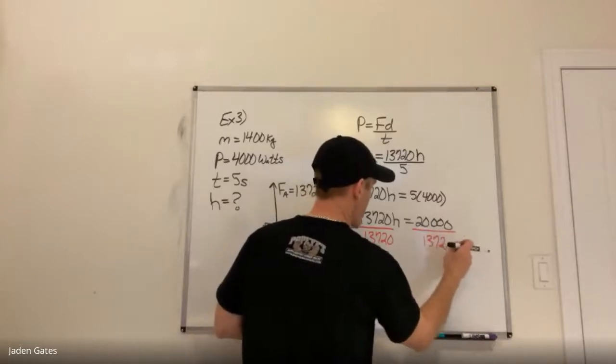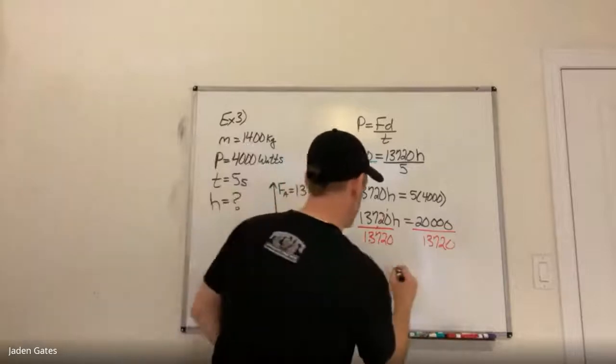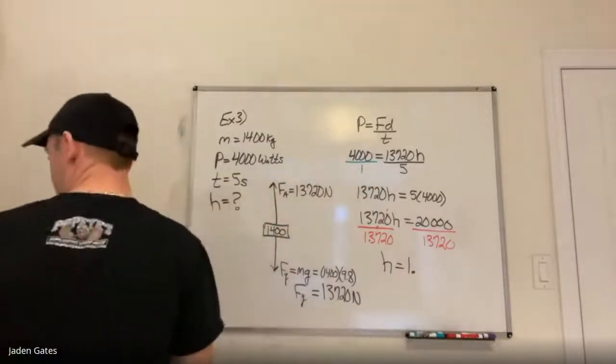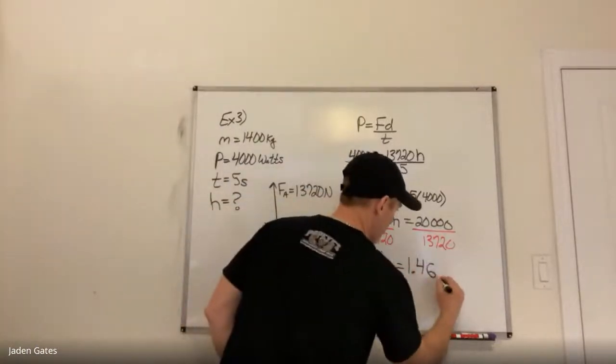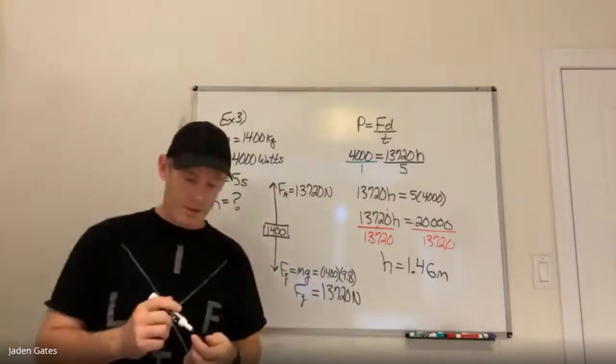And the height I'm getting, again, it's going to be in standard units, so it's going to be in meters. The height that this object's been lifted is 1.46 meters. So about this high. I'm short. And there we go.